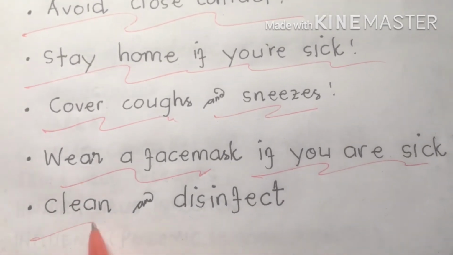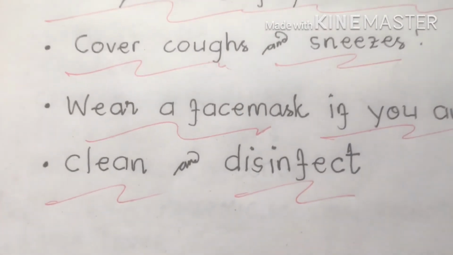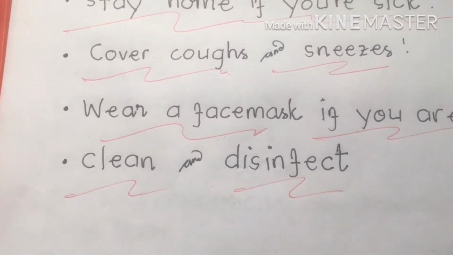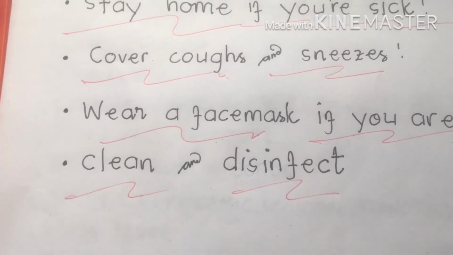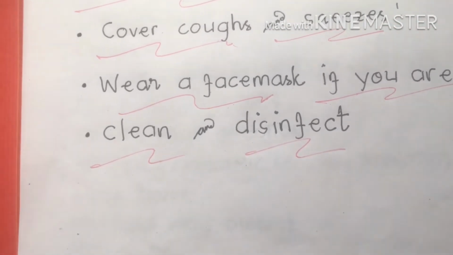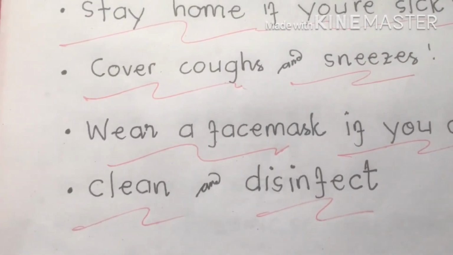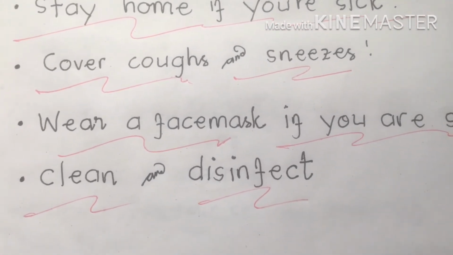Another one: clean and disinfect. When you say clean and disinfect, we are responsible for cleaning our environment, not only inside our house but inside and outside of our house. We should clean it after we use our things. We should wash it properly, then use alcohol. That's a good way. So proper hygiene, of course.